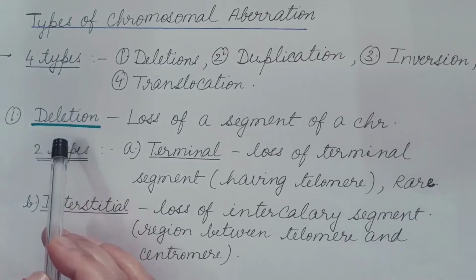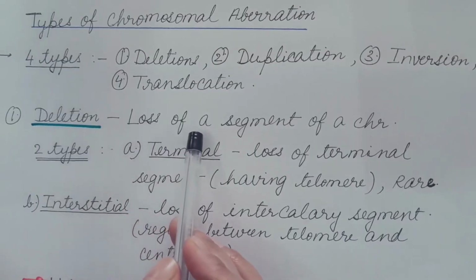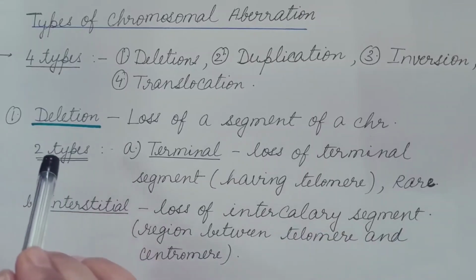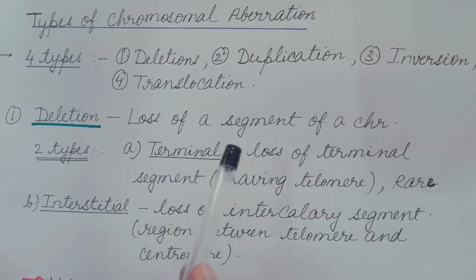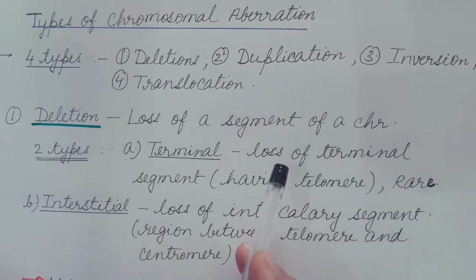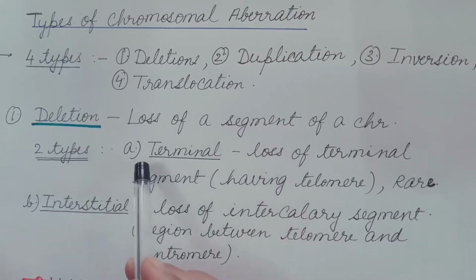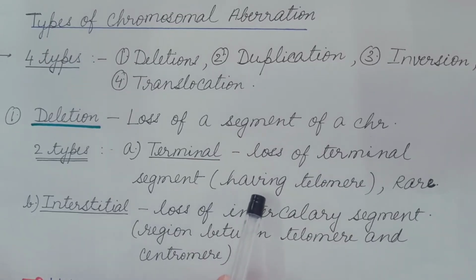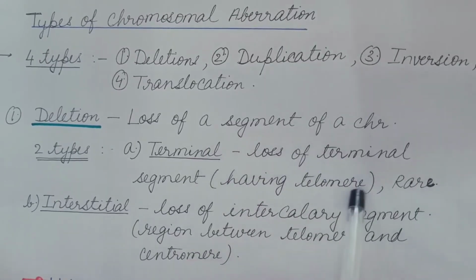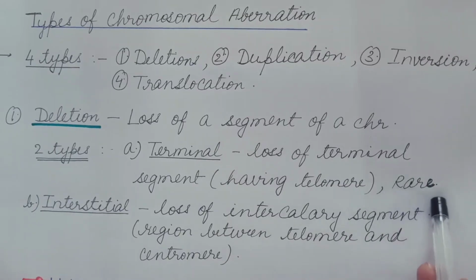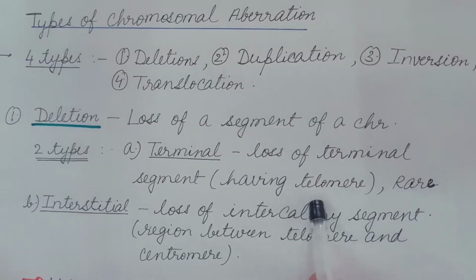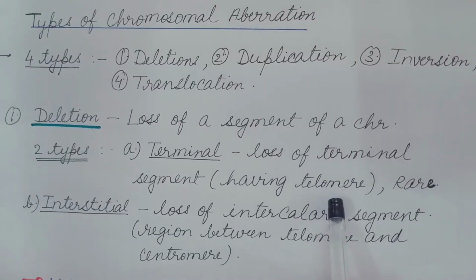First is deletion. It is the loss of a segment of a chromosome, and depending upon the region where this lost segment is located, it is of 2 types. Terminal: when the terminal segment of the chromosome is lost, these also have the telomere. Hence these are rare because the chromosome in which the telomeric region is lost becomes unstable.